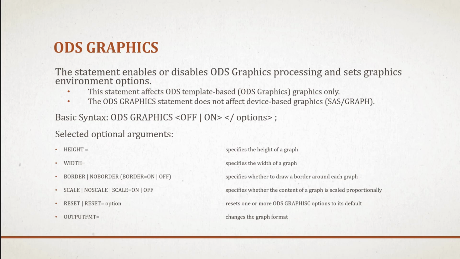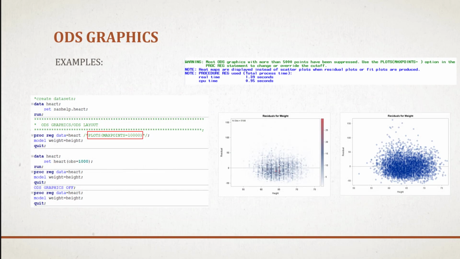You can also control it to scale the content of the graph, including fonts and markers, proportionally with the graph size. The output format for the graph is PNG by default, and you can change it to other formats such as GIF by using the option OUTPUTFMT. To change back to default, you can use RESET. Let's look at some examples using the sashelp.heart dataset.